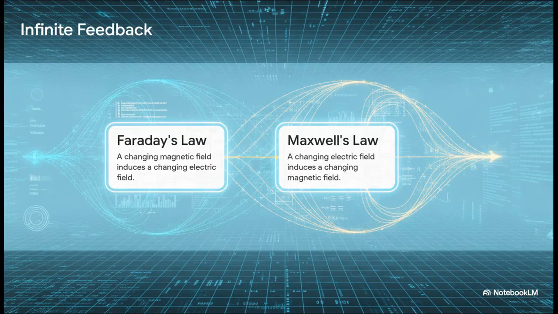Well, this brilliantly illustrates one of the most elegant mechanisms in literally all of physics, the infinite feedback loop. Here's how it works. Step 1. Faraday's law dictates that a changing magnetic field induces a perpendicular changing electric field. Step 2. Maxwell's law comes in and says that this newly changing electric field induces its own perpendicular changing magnetic field, and so on, forever.